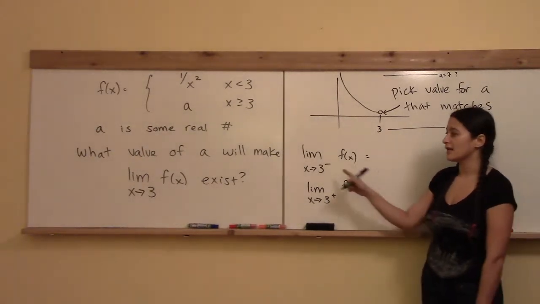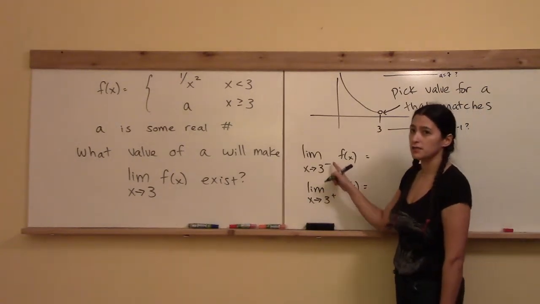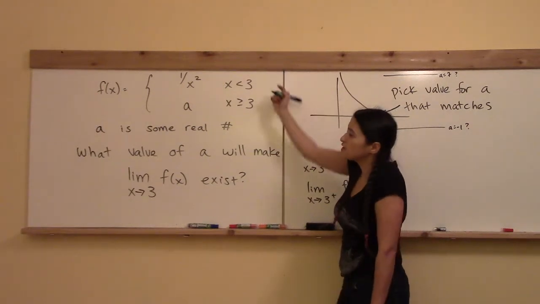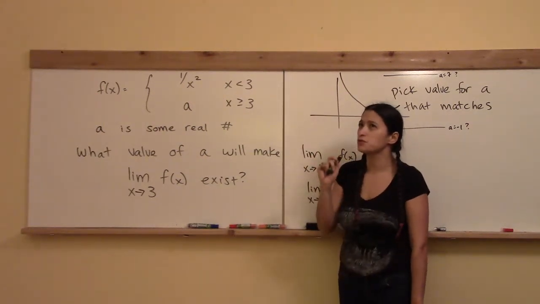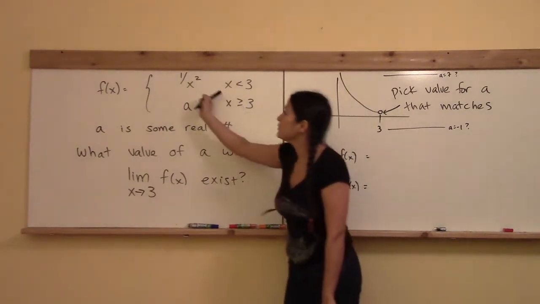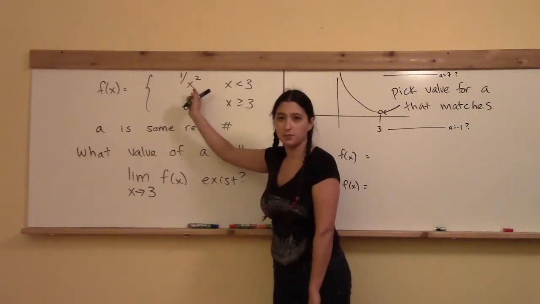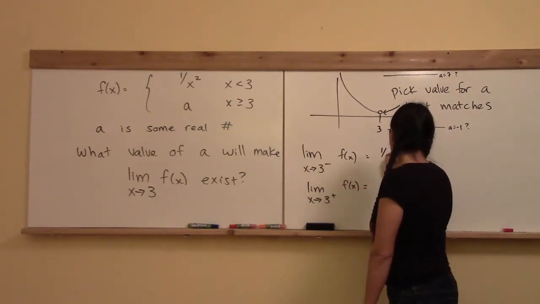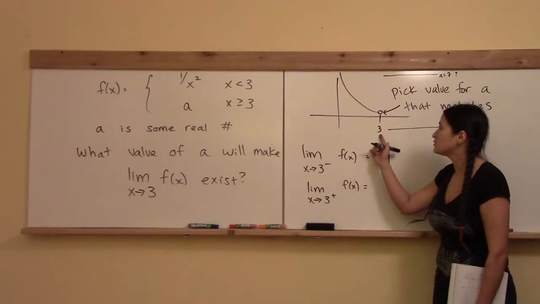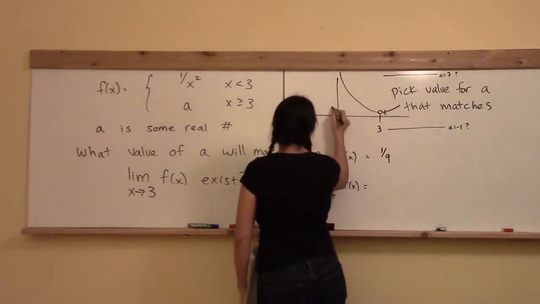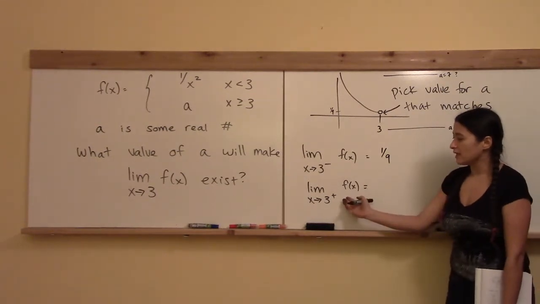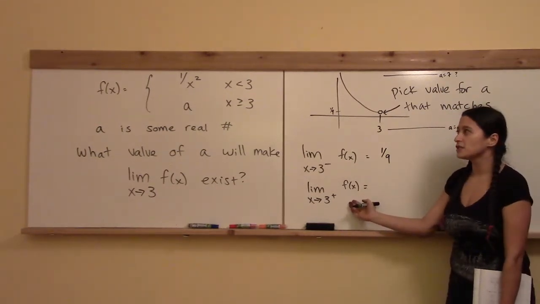Well, when x is less than 3, but it's very, very close, that means I'm in this category because x is less than 3. But it's so super close to 3 that I'm going to eyeball what it's going towards by just putting the 3 in there. Okay, and when I do put the 3 in there, I get 1 over 9. And if you graphed the function 1 over x squared, you see that around x equals 3, the height is 1/9. Right? Now, what's the limit as x approaches 3 from the positive direction?